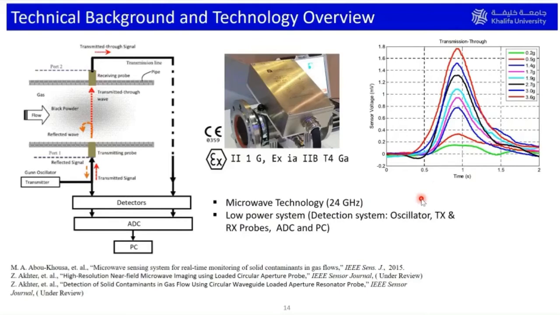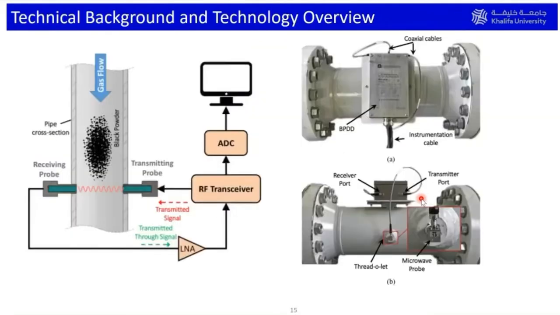So we have modified this design a little bit. Also, this is our industrial prototype, and this is the actual picture where the device is installed in the field. And this is the configuration: the black powder is moving and there are two probes, and in this configuration we are measuring the transmitted-through signal.